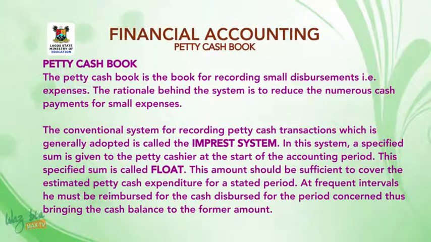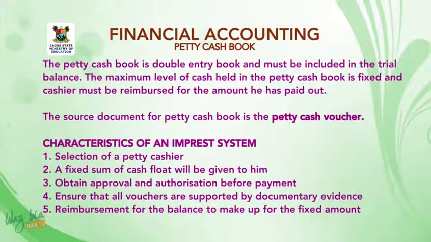This amount should be sufficient to cover the estimated petty cash expenditure for a stated period. At frequent interval, it must be reimbursed for the cash disbursed for the period concerned, thus bringing the cash balance to the former amount. The petty cash book is double entry book and must be included in the trial balance. The maximum level of cash held in the petty cash book is fixed, and cashier must be reimbursed for the amount he has paid out. The source document for petty cash book is the petty cash voucher.